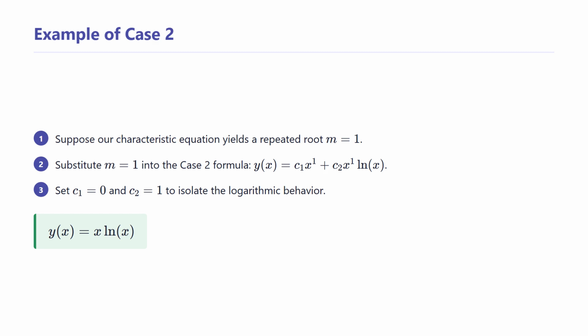Let us apply this to another example. Imagine our characteristic equation gives us a repeated root of exactly 1. We plug m equals 1 into our case 2 formula. To isolate the unique behavior of this case, let us set c1 to 0 and c2 to 1. This leaves us with y equals x times the natural logarithm of x. Physically, this represents logarithmic linear growth, which grows slightly faster than a pure linear function due to the natural log term.